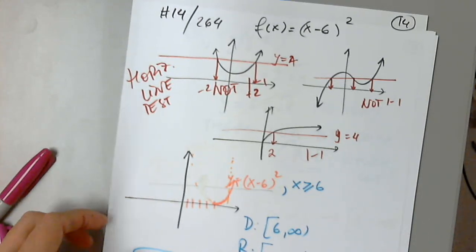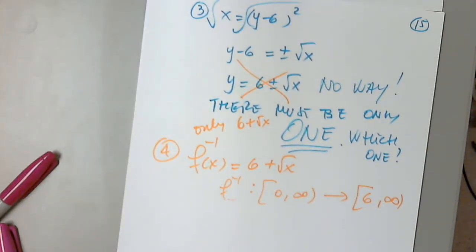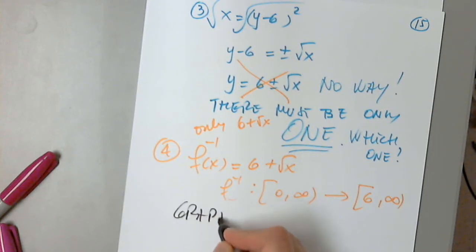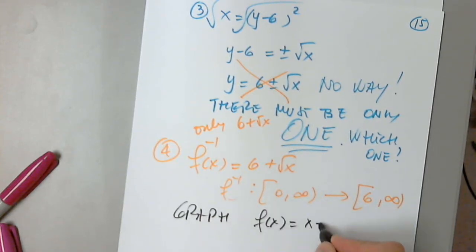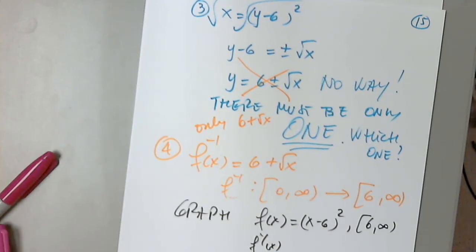Very good question. Now I would like to graph both on the same coordinate system. So graph f of x, which is x minus 6 squared, for 6 to infinity, and f inverse of x, not f prime, I'm doing derivatives with another class, and now in my head everything is prime. Sorry about that. Of course, it's the inverse. Okay, which is 6 plus the square root of x, of course, from 0 to infinity.